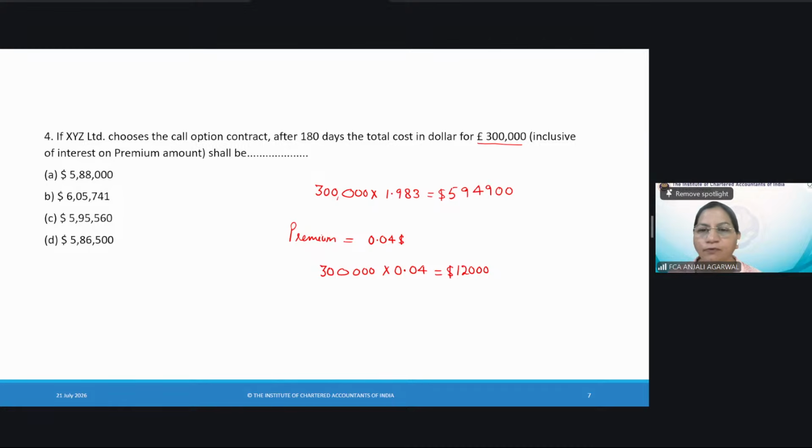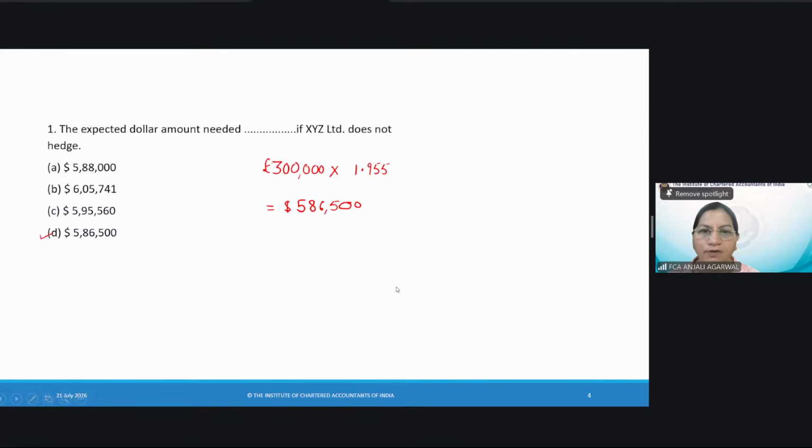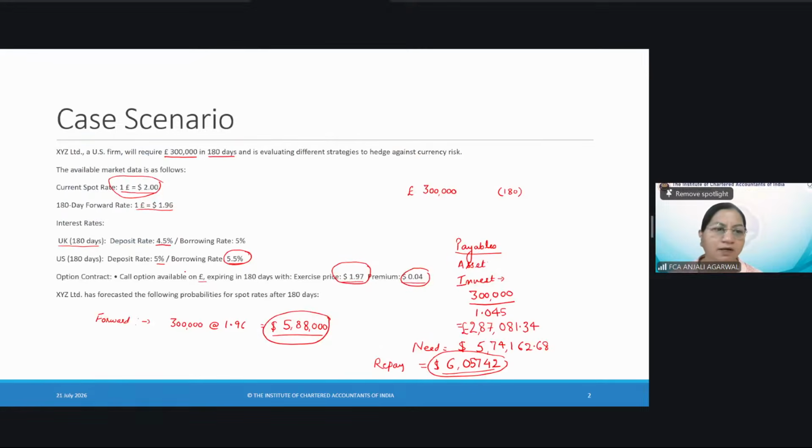This amount you will borrow, or if you don't even borrow, there is a cost to it, which is at the rate of 5.5%. So if interest is to be levied on the initial investment of $12,000 premium under the option contract, then 5.5% interest on 12,000 for 180 days. The interest amount comes out to be 660.